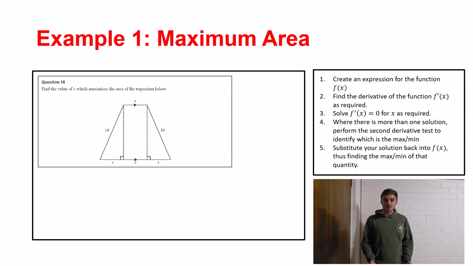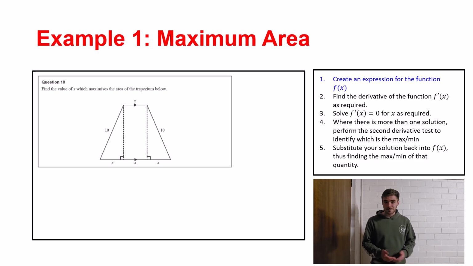So, our goal is to find the value of x which maximizes the area of this shape. So specifically, we're looking for the x value, not the actual maximum area itself. Step 1 is to just find the equation of that thing we're looking for. We can't maximize area unless we have an area equation.